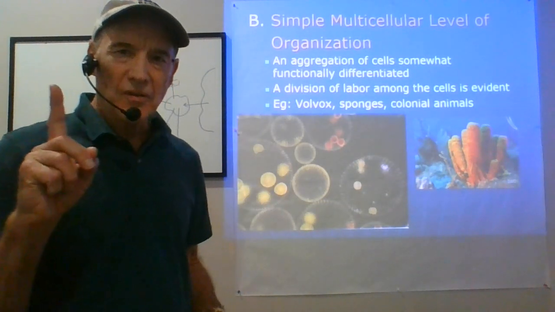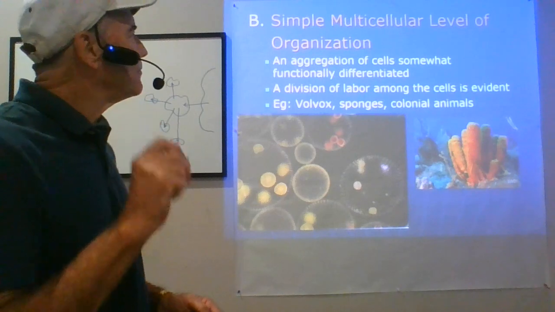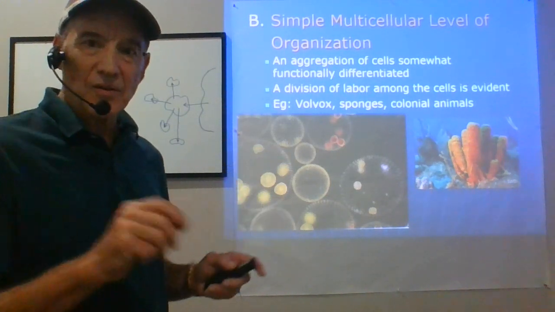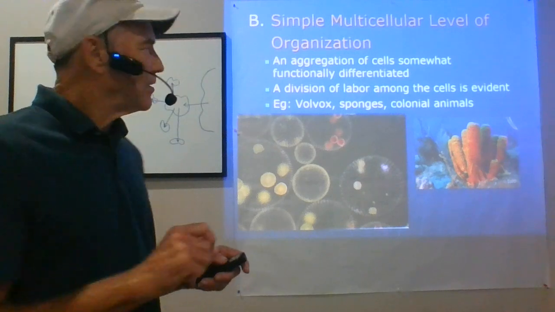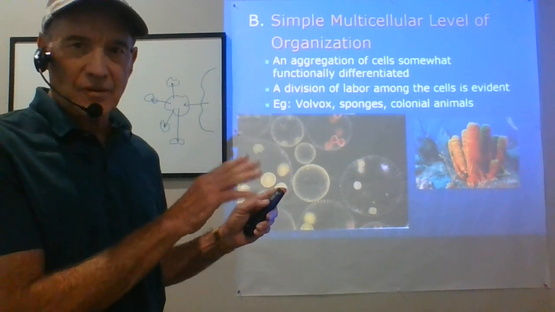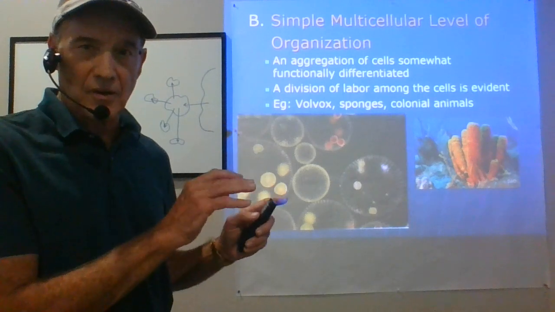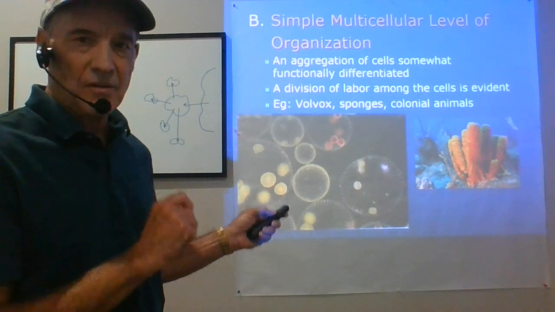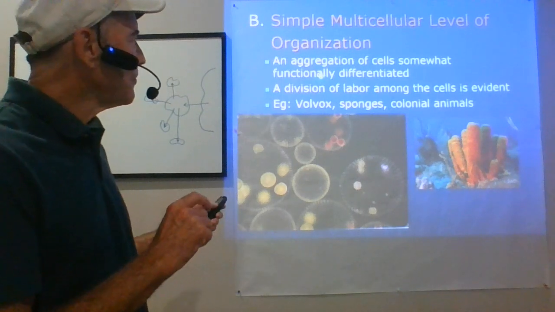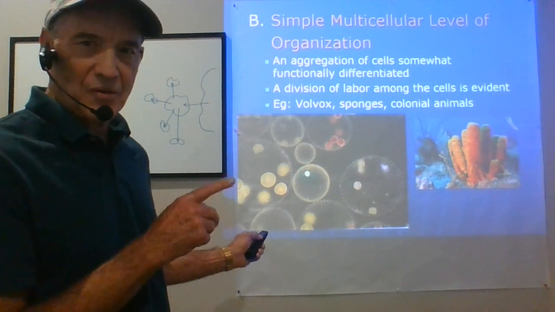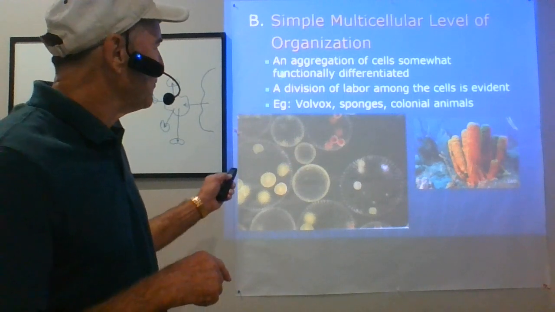So single cell, unicellular organisms. Then there's organisms that are a little more complex. They're multicellular, but they're not quite as advanced as some of the other multicellular organisms. So your author calls them simple multicellular organisms. These, like the sponges and the volvox, are cool. Maybe you saw those in high school biology.